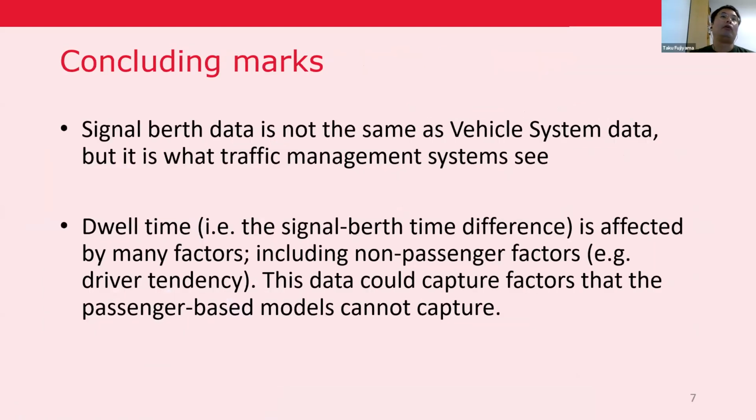So the concluding remark: the signal bus data is not the same as the vehicle system data, but it's useful for traffic management purposes. This data is affected by many factors, probably non-passenger factors, for example, driver tendency. Yeah, and maybe this is interesting data and can capture something which is not captured by some traditional passenger number models. That's it. Thank you.